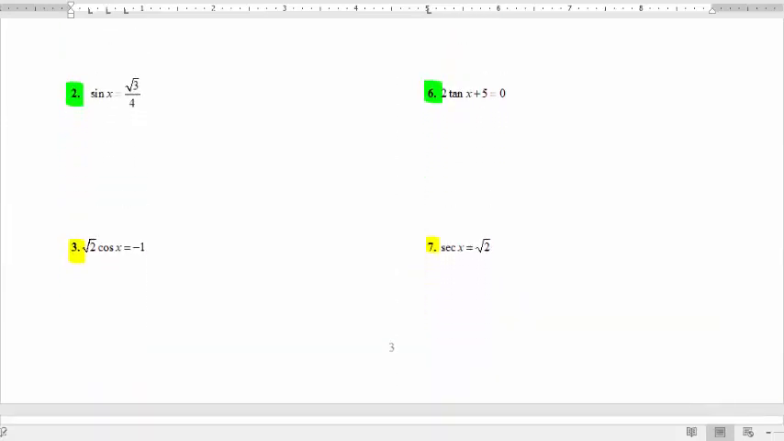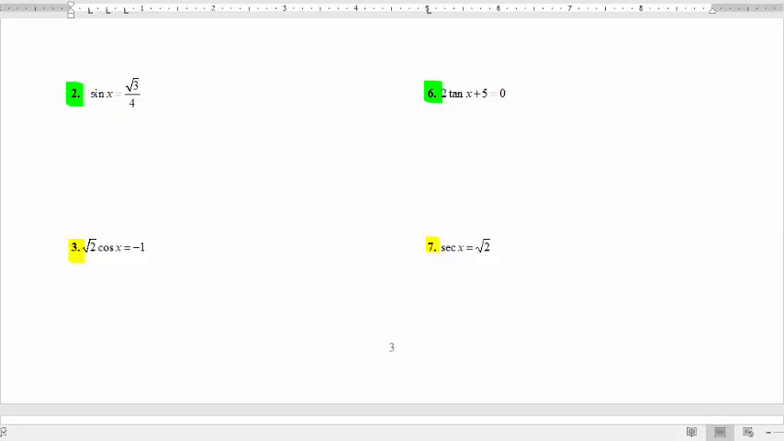So we look at number 2 here and we say, all right, it says the sine of x equals square root of 3 over 4. Now the square root of 3 over 4 might look somewhat familiar, and you might say, this actually should be a trig wheel value, but it's not, right? Sine x equals the square root of 3 over 2 would be a trig wheel value. So this is not going to be a trig wheel value.